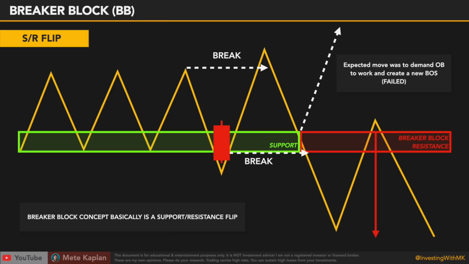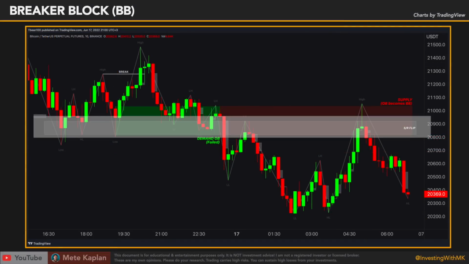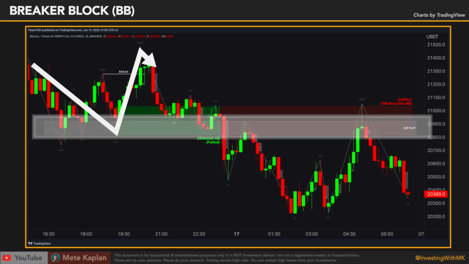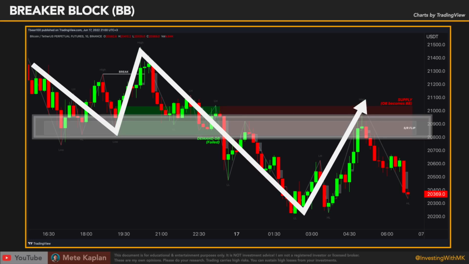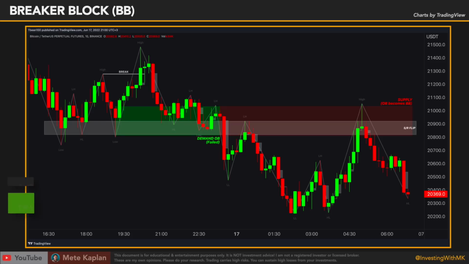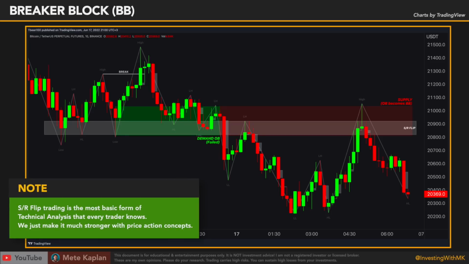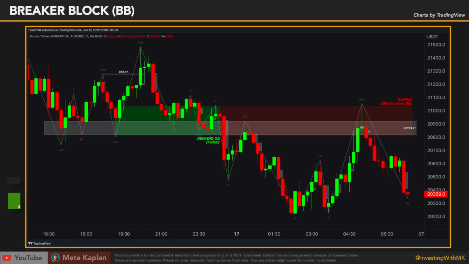Let's see an example. If you look at this chart without order blocks, without breaker blocks, without any price action setup, you can see how the SR flip zone happens and the price reacts. Support resistance or supply demand flips are amazing price action concepts for additional confirmations for our layer systems.